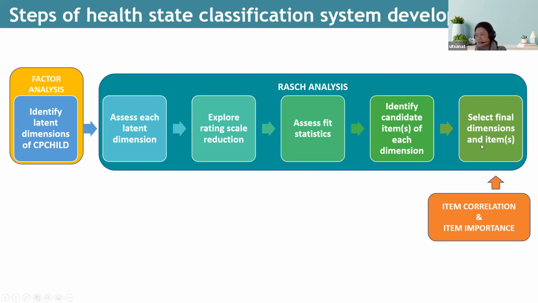I'm not going to look at the final dimension as yet because they need some other input information to consider what would be selected for the final use. That information includes item correlation and item importance. And not just that, we're also looking at the clinical experts and their experience as well.